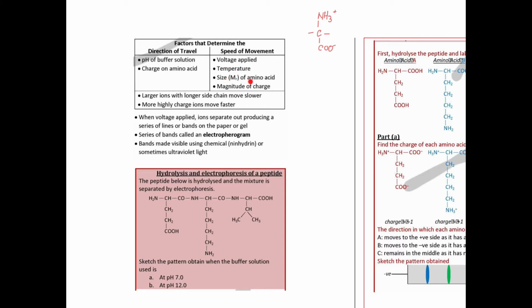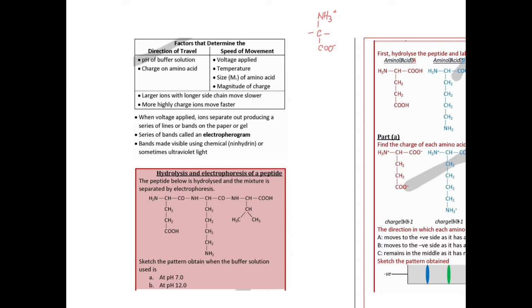The size, or Mr, of the amino acid: the greater the size, of course, the slower the amino acid moves. Magnitude of charge: the greater the charge, the faster the amino acid moves. This should be logical. Larger ions with longer side chains move slower, which is reasonable because they are heavy. More highly charged ions move faster. If you have an amino acid of positive 2 charge compared to another with positive 1 charge, the positive 2 charge will move faster because the charge is greater, so it is more attracted to the negative terminal.